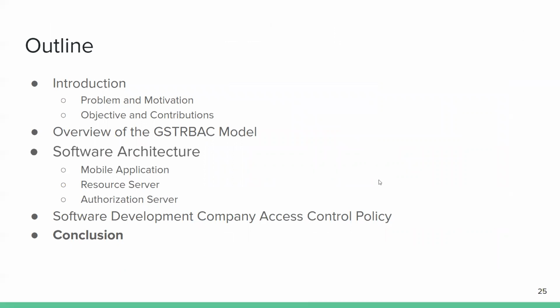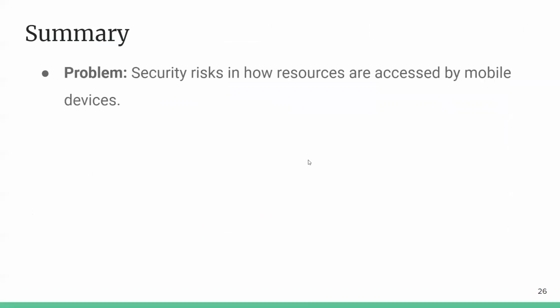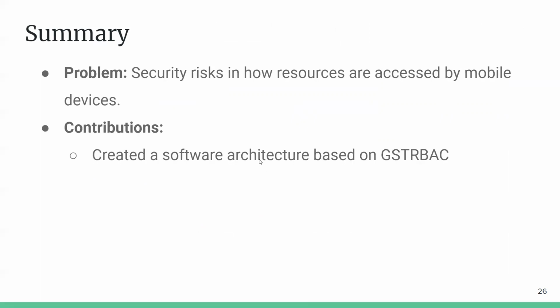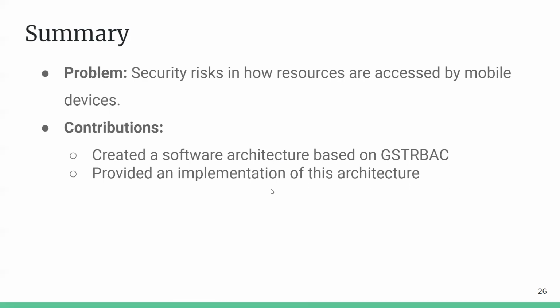In the following slides, I'll just present a brief summary of the overall presentation, as well as give some insight into our future plans for this project itself. And so in summary, the problem we wanted to tackle was the potential security risks involved in how a mobile device may access online resources of a company. In order to address this problem, we created a software architecture based on the GSTR-back model itself, and provided the implementation of this architecture in a mobile system.